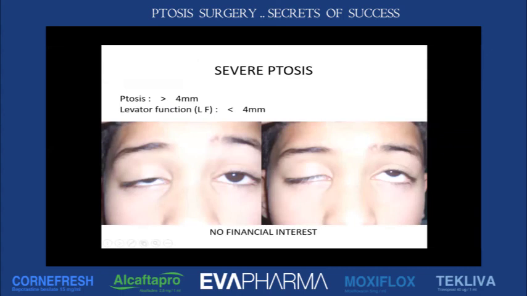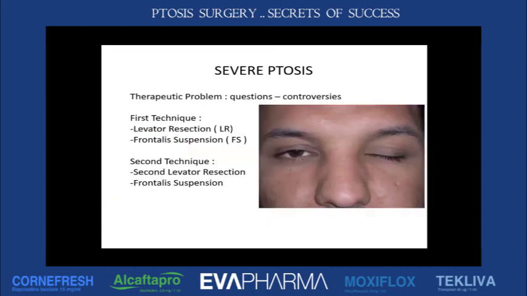Severe ptosis includes all the cases with marginal reflex distance of more than 4 millimeters and very poor levator function, inferior to 4 millimeters. Next slide. This situation is still a therapeutic problem with many questions and controversy, both for the first technique, whether you should prefer levator resection or frontalis suspension, and for the second technique, whether you should move to frontalis suspension or still do a second levator resection.